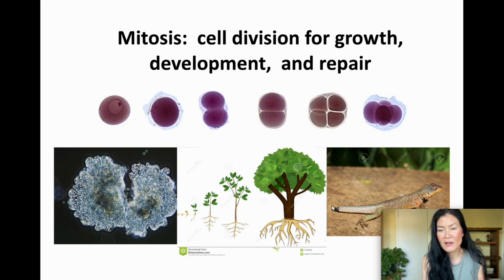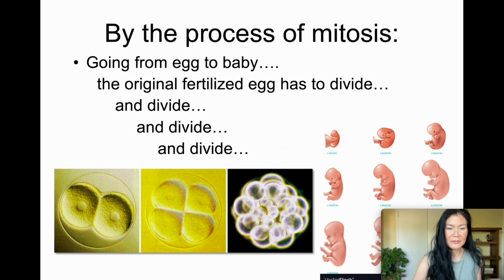And then here you have a lizard and it's repairing its tail. It's lost its tail, probably from a predator, and it's growing its tail back by mitosis. So by the process of mitosis, you have gone from an egg to a baby. Originally, you were a fertilized egg that divided by mitosis. You divided, and you were a little embryo and then a fetus, and then you were one day born.